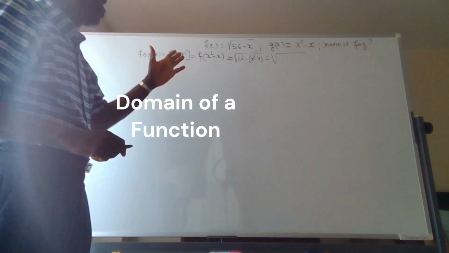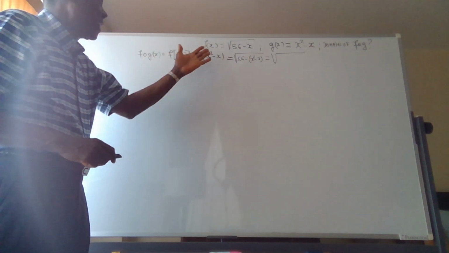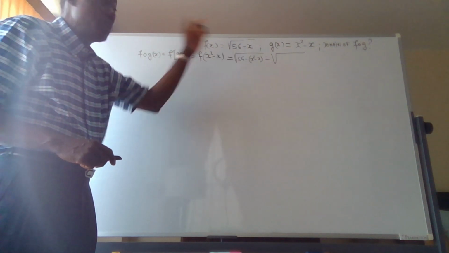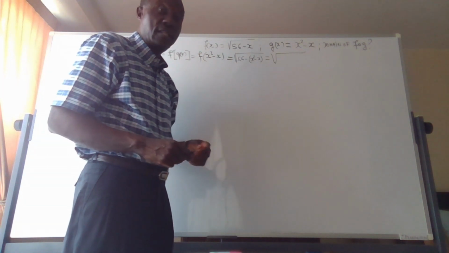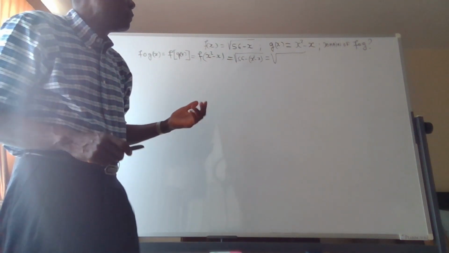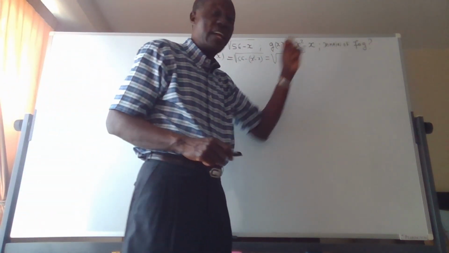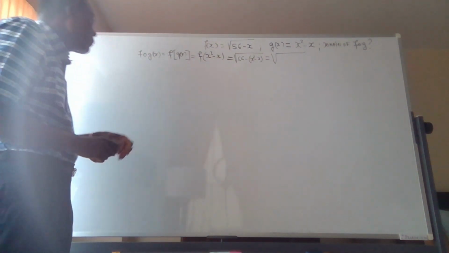Okay, we've been given two functions, f(x) equals the square root of 56 minus x, and g(x) equals x squared minus x. Our objective is to define the domain of f∘g. So first, let's define f∘g.